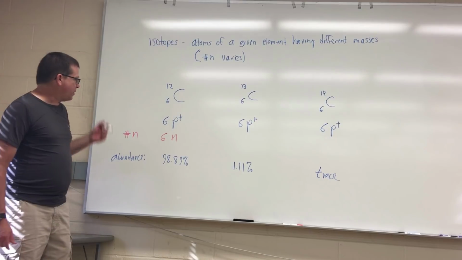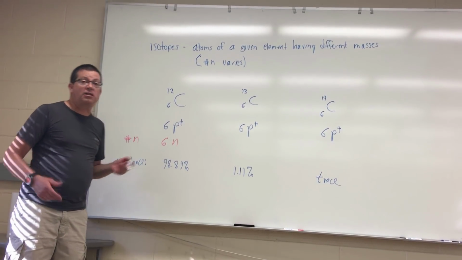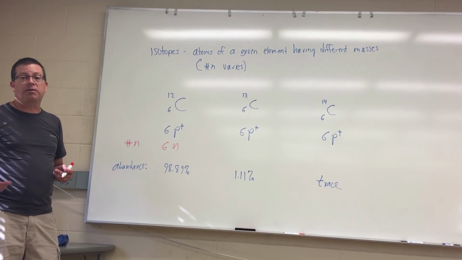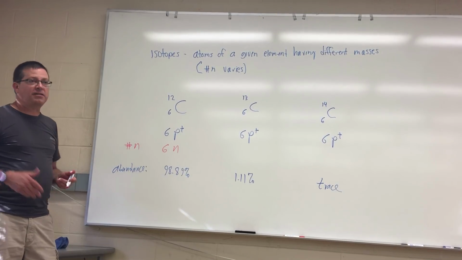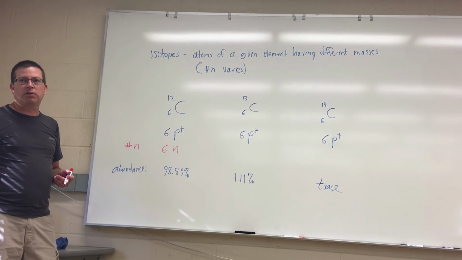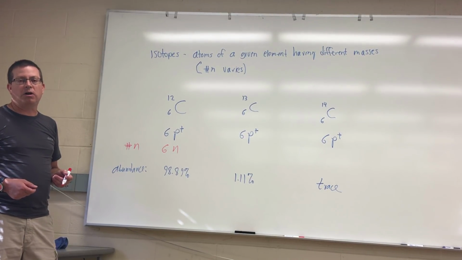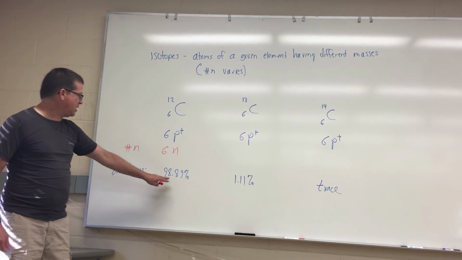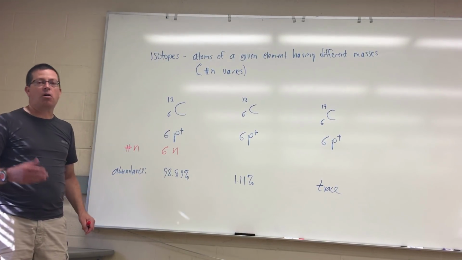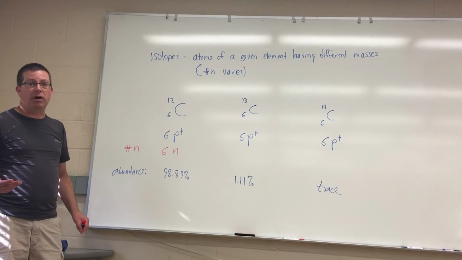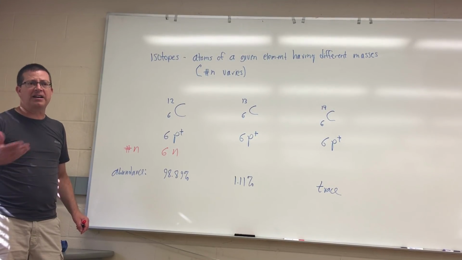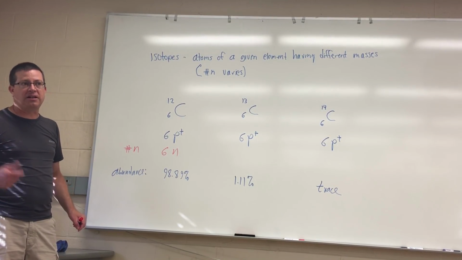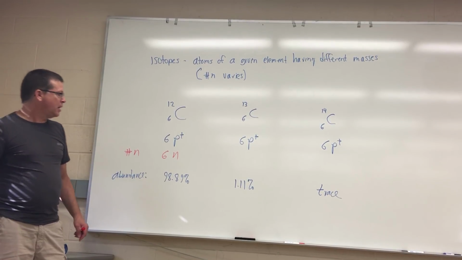Now, the other thing about these isotopes is we have to think about their relative abundances. What we find is the vast majority of carbons out there in the world actually exist as carbon-12 isotopes. As a matter of fact, 98.89% of all carbons are carbon-12s. Okay, so about 1 in every 99 carbons exist as the carbon-12 isotope.